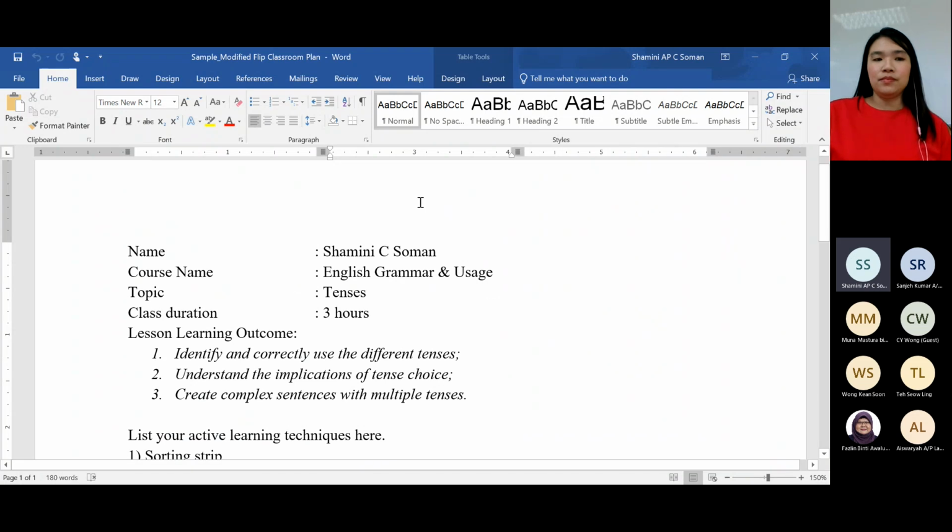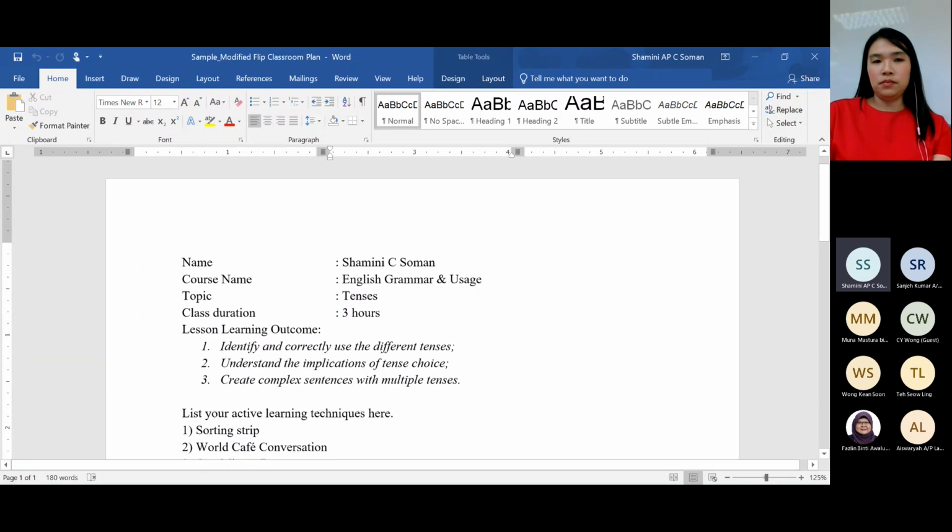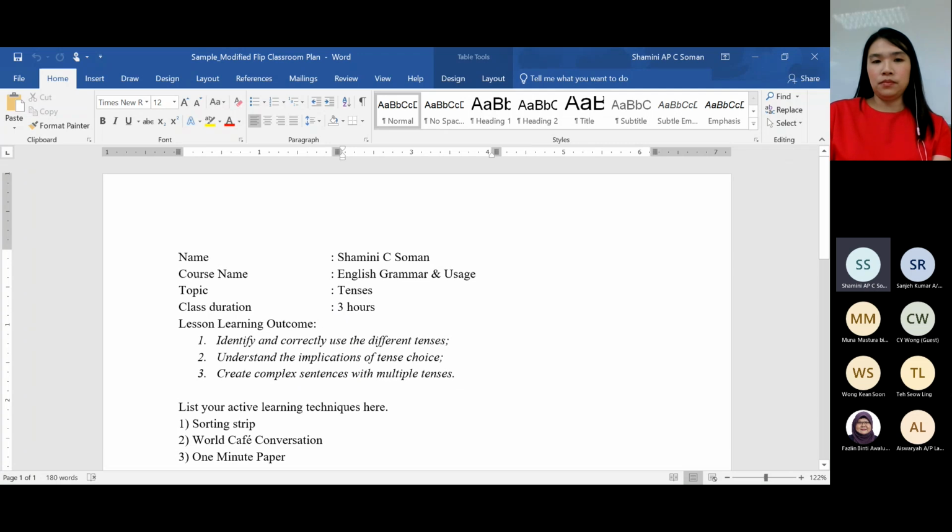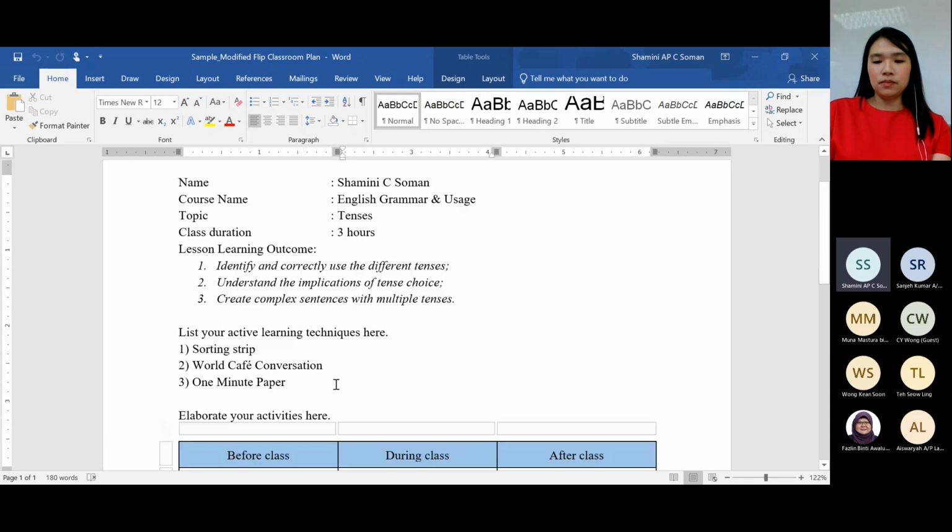So of course, you fill in all your personal details first. The topic that I'm focusing on here is tenses. All right, so tenses, of course, you have 12 different tenses, right? So, a 3-hour lesson. What are your lesson learning outcomes? In this case, one is to identify correctly the different tenses, understand the implications of the tenses, and create complex sentences using multiple tenses. So these are my learning outcomes.